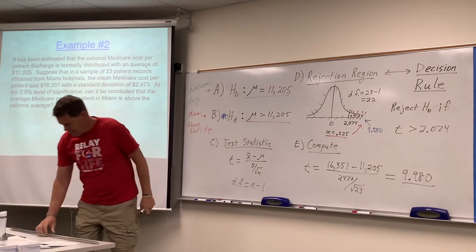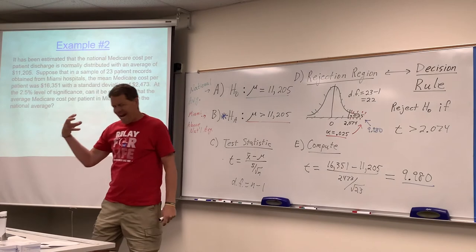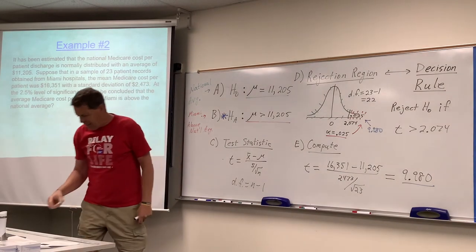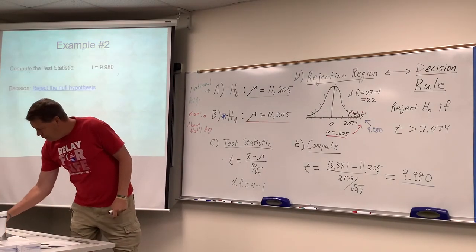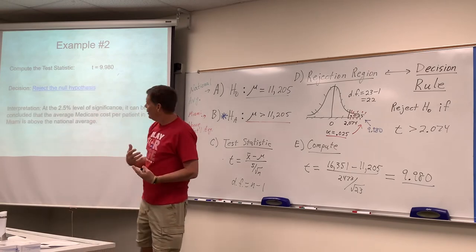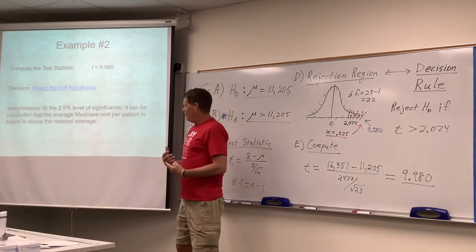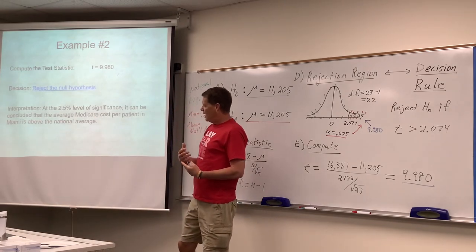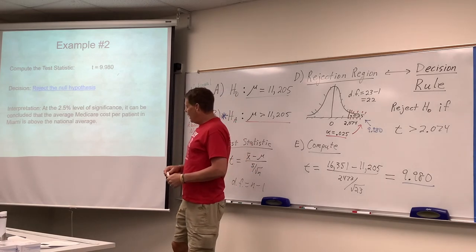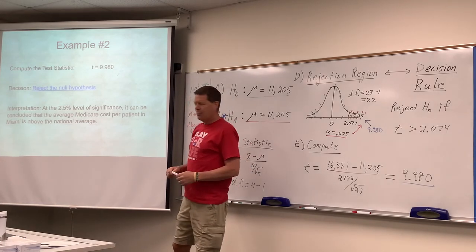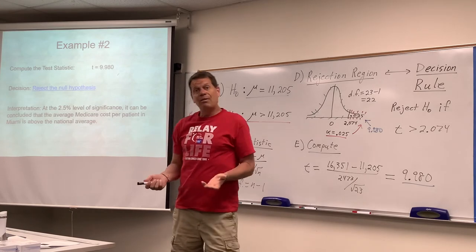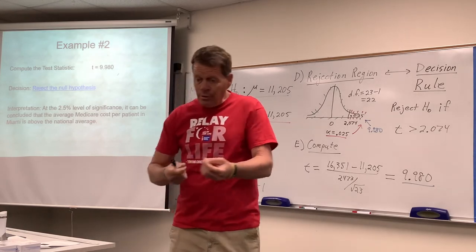So, notice the wording of the answer you see on the next slide is very close to the wording of the question we just read. At the 2.5% level of significance, it can be concluded that the average Medicare cost per patient in Miami is above national average. This is where I don't have to pause and wait for you to write that down.